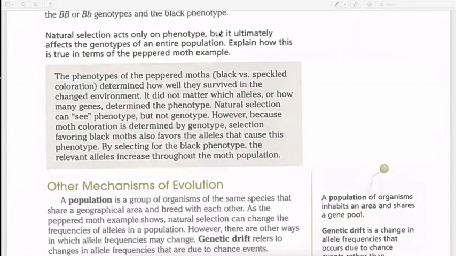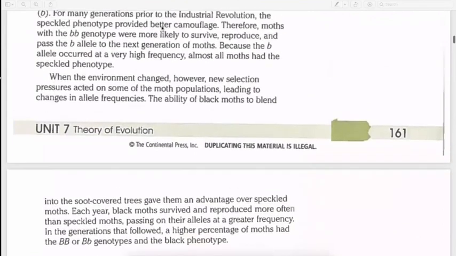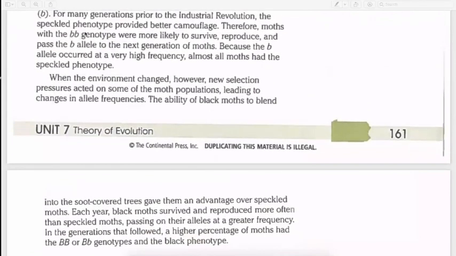So natural selection acts only on phenotype. Important thing here, I believe this ends up being a Keystone question, so pay attention. Natural selection acts only on phenotype, but ultimately affects the genotype of the entire population, meaning your environment doesn't care what your DNA looks like. Your environment cares what your body looks like, your phenotype. Just like the moth, it didn't care that the moth was little b, it cared that the moth was speckled. And that's what helped it survive.